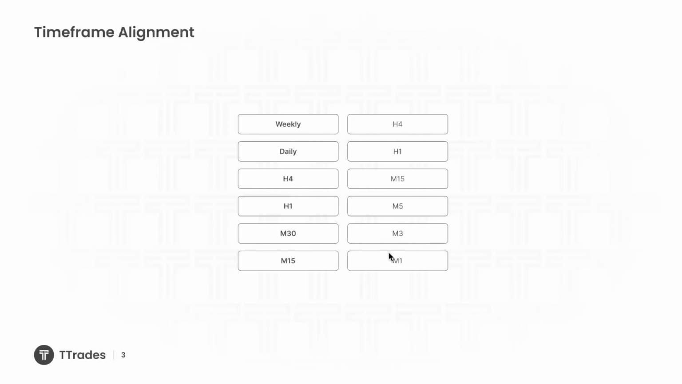So let's say I want to take an entry on the 1-minute. That aligns with the 15. The 15-minute aligns with what? The 4-hour timeframe. So I'd use the 4-hour for bias, the 15-minute for structure, and the 1-minute for entry.